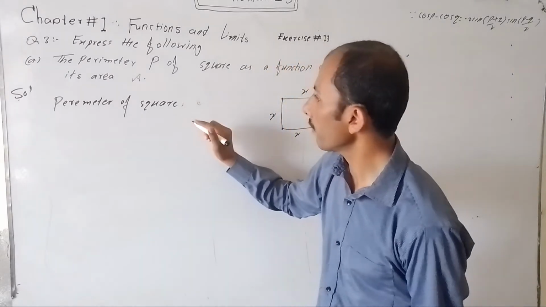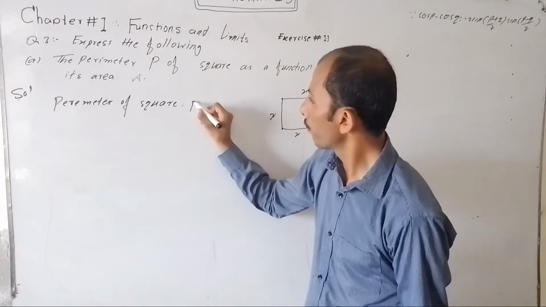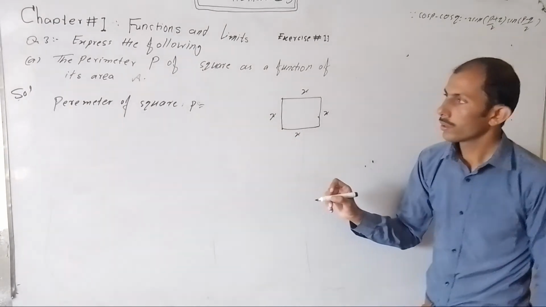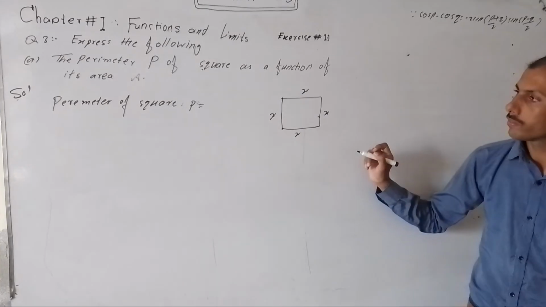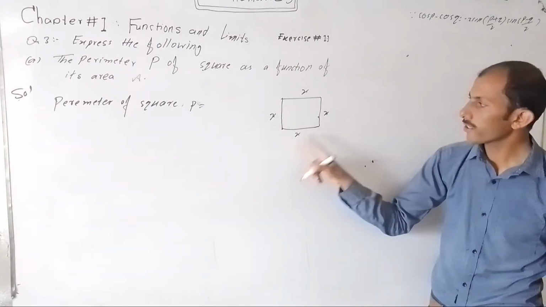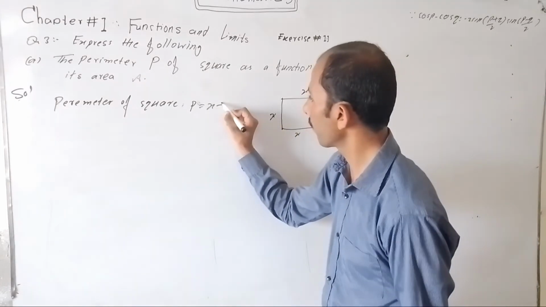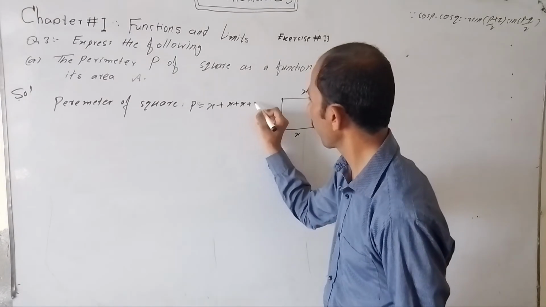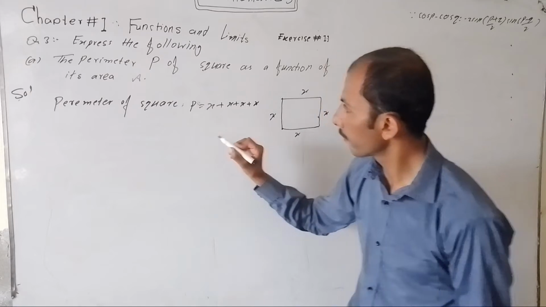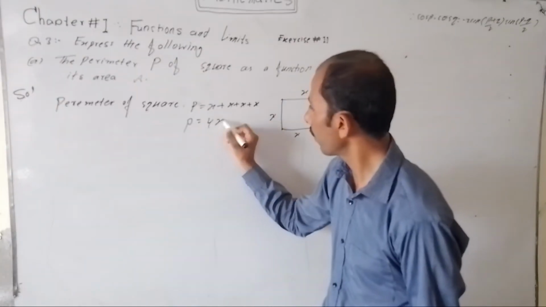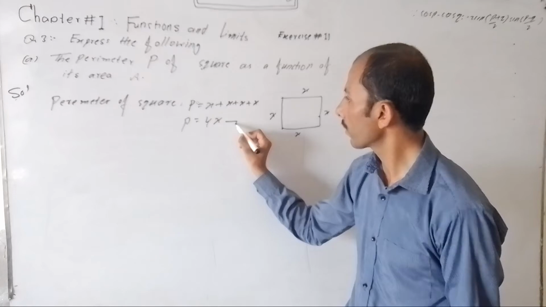Perimeter of square P is equal to the sum of all sides. It means x plus x plus x plus x. So P is equal to 4x. Equation number 1.